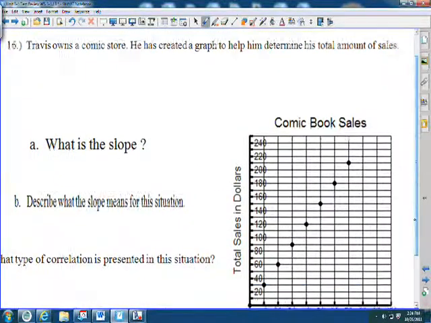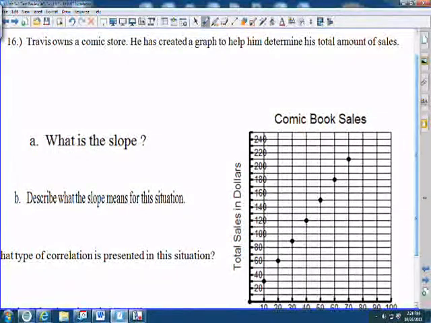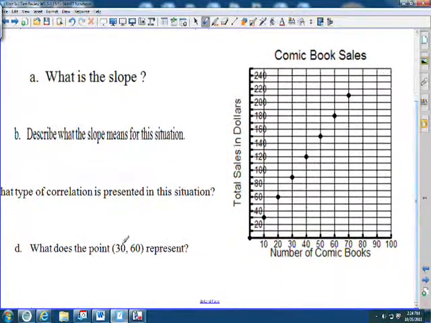Next one. Travis owns a comic store. He created a graph to help him determine the total amount of sales. What is the slope? Okay, so I can do one of a couple things. I can build a table and pick 2 points. I've got 10 and 30, this point right here, and this one right here is 20 and 60.